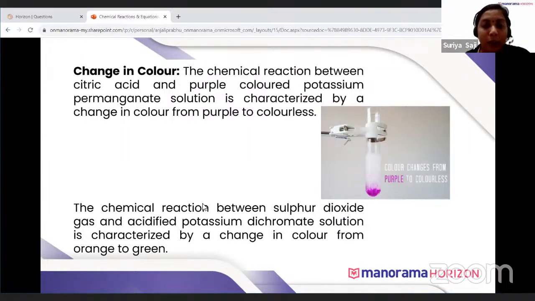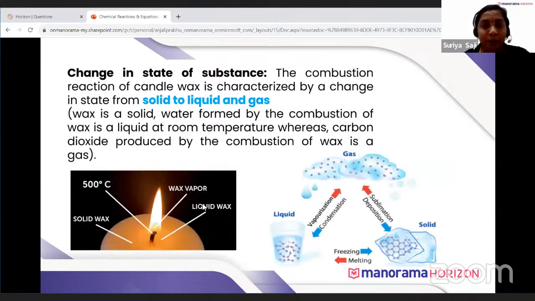Okay. The chemical reaction between sulfur dioxide gas and acidified potassium dichromate. I'll tell you one thing: the color of potassium dichromate is orange. If you are adding sulfur dioxide to potassium dichromate solution, what will happen? The color will change to green. So in some reactions, the color change will happen. In some reactions, we said gases will form. In some other chemical reactions, color change will happen. So we'll see the next.